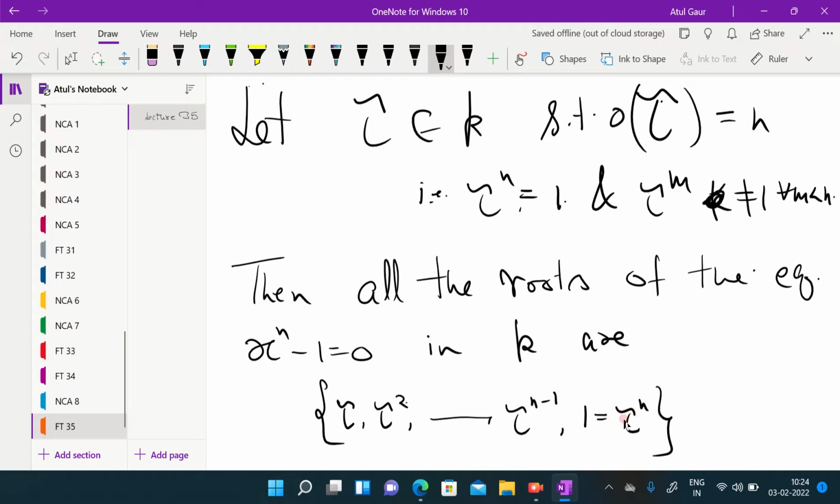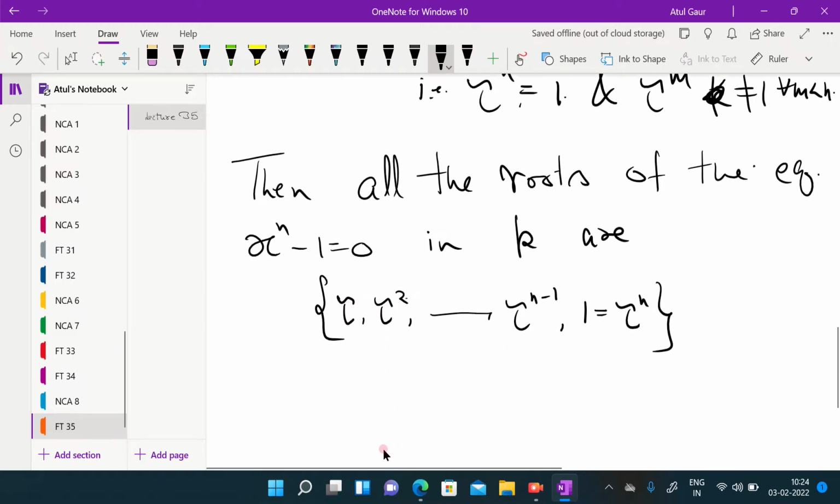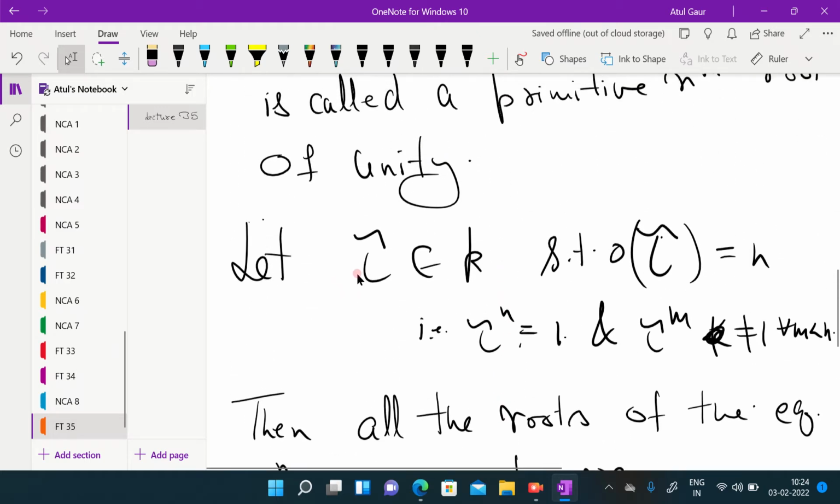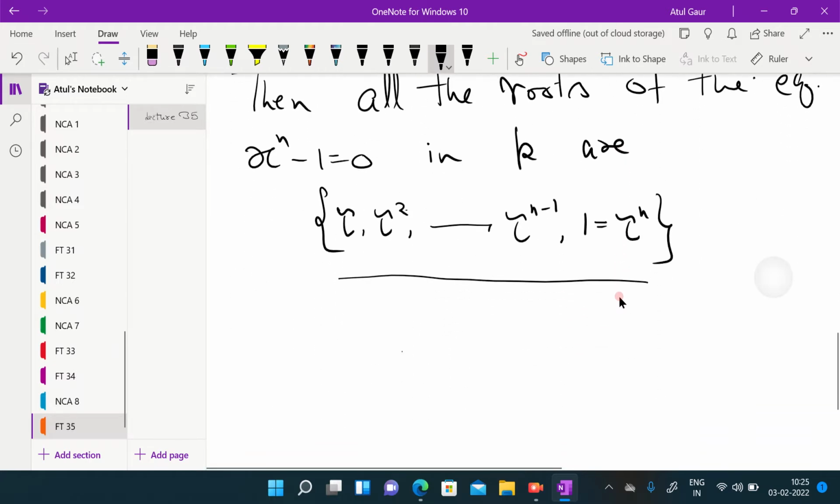और n से ज्यादा रूट हो भी नहीं सकते. You have the equation polynomial of degree n, so it cannot have more than n roots. So these are the complete roots of this equation in K, provided you have a primitive nth root of unity. Right, so here we have assumed that you have an element tau in K whose multiplicative order is n. So with this you have all the roots.